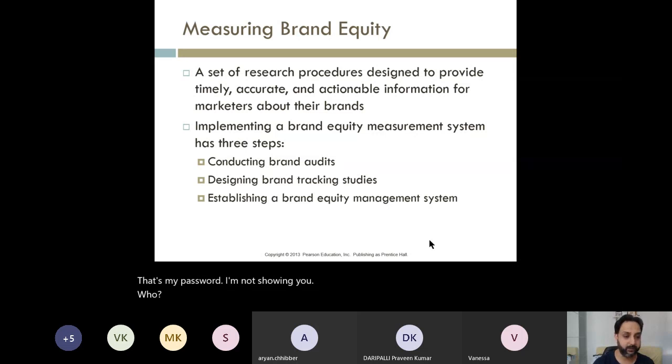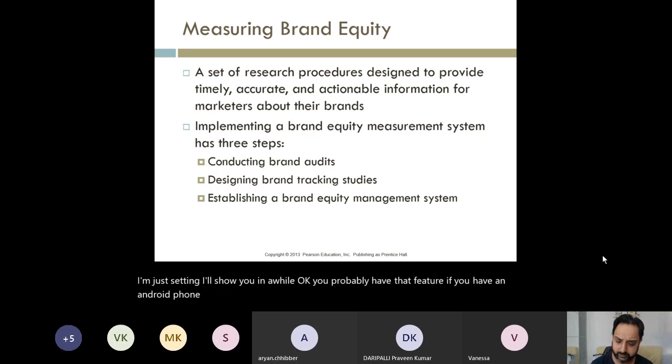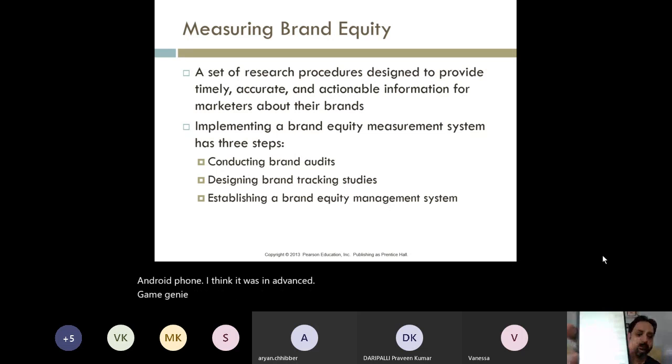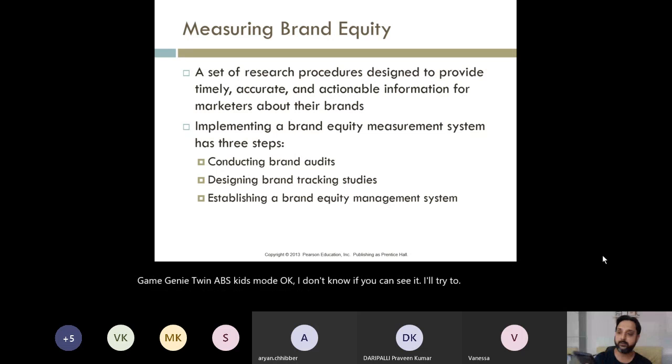The setting, I'll show you in a while. You probably have that feature if you have an Android phone. I think it was in advanced... Game Genie Twin Apps Kids Mode. I don't know if you can see it. I don't think you can see it that clearly because my screen is not that large.